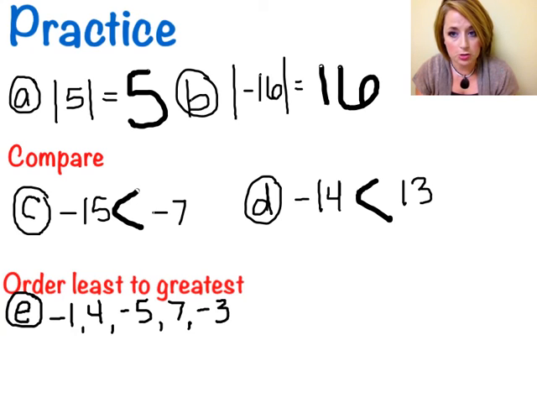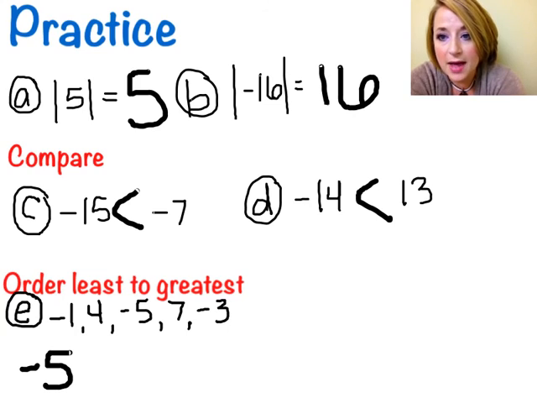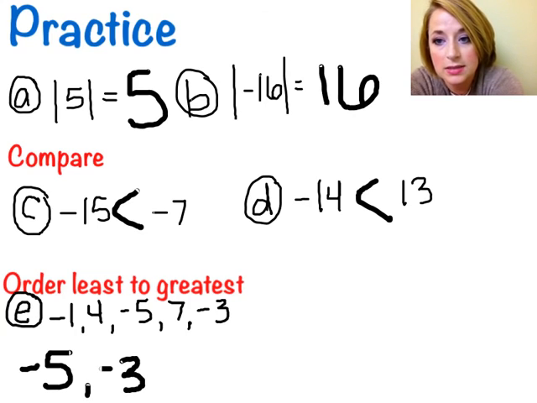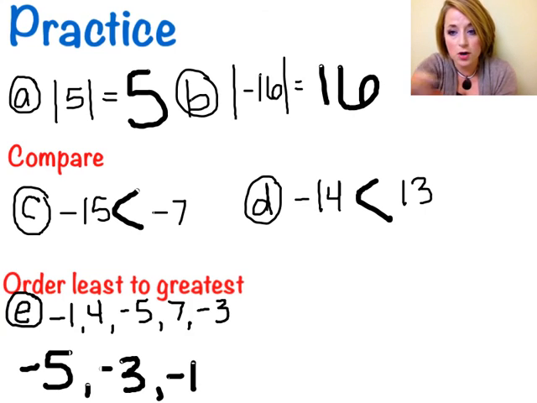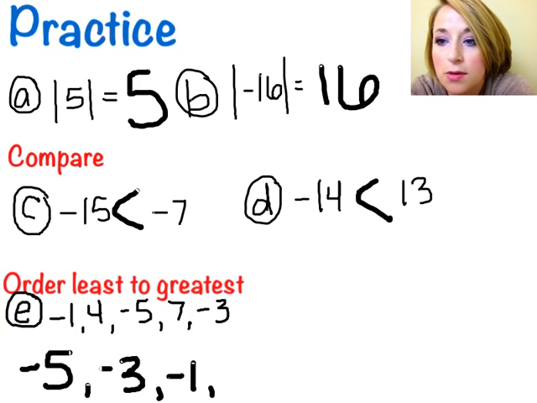Ordering numbers, you just start with which one is farthest to the left. So which one is deeper into the negatives? Well, that's negative 5. So I'm going to write it first. Okay, my other negatives that I have to compare are negative 1 and negative 3. Well, negative 3 is farther into the negatives than negative 1 is. Okay, so what numbers do I have left? I have 4 and 7. Well, you need to go back to kindergarten if you don't know that 4 is less than 7.